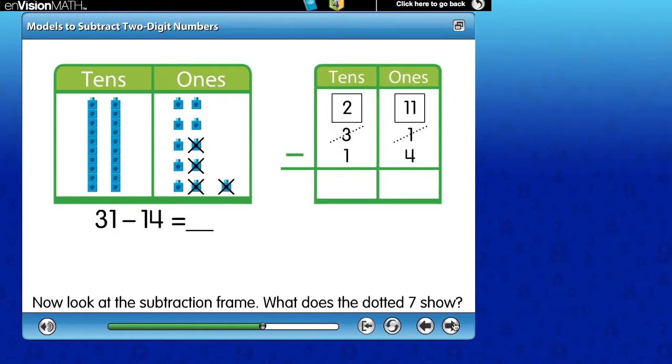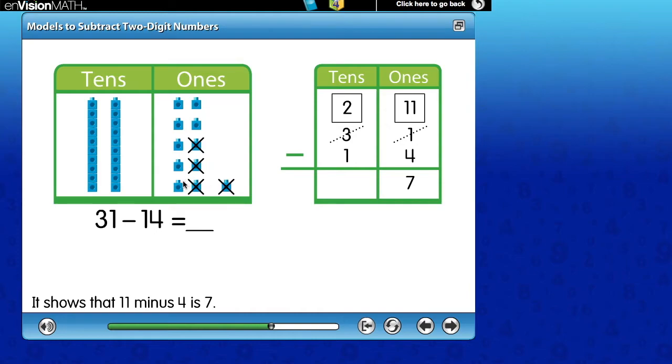Now look at the subtraction frame. What does the dotted 7 show? It shows that 11 minus 4 is 7. So we took away 4. Now we have 1, 2, 3, 4, 5, 6, 7 left. And that matches with our answer over here, our difference in our ones column.